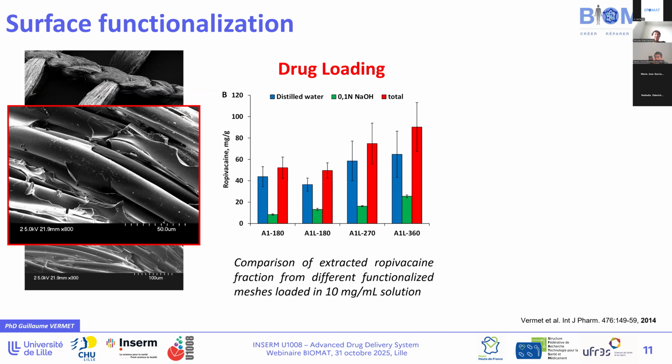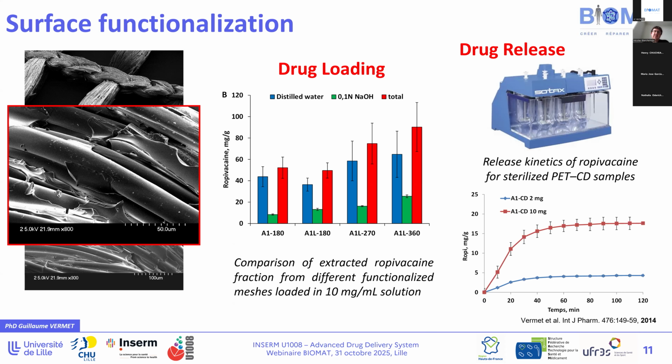In our lab, we evaluate the drug loading. The drug that we choose is ropivacaine in order to limit the pain for the patient. So we evaluate all parameters such as concentration and time of impregnation, but also the amount of cyclodextrin on the textile. After evaluating all parameters, we choose the best parameters to obtain the highest amount of ropivacaine on the meshes.